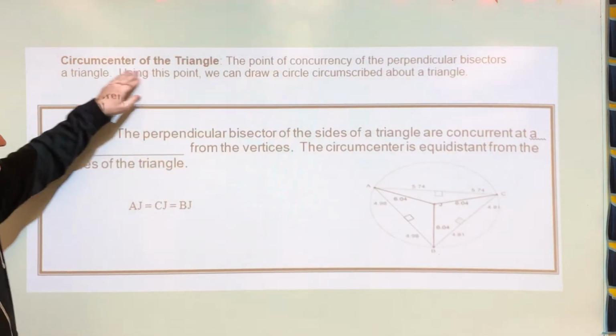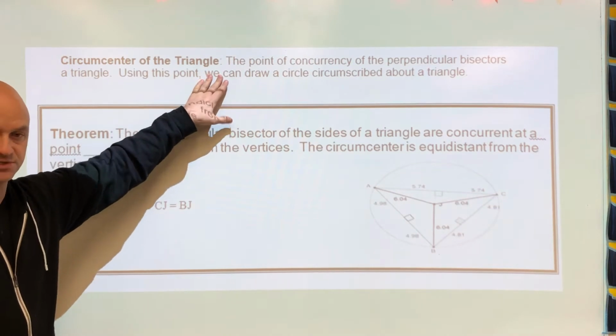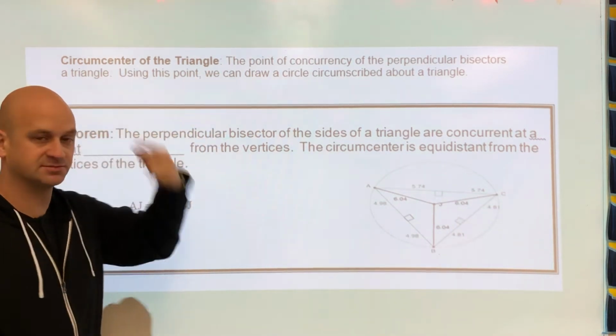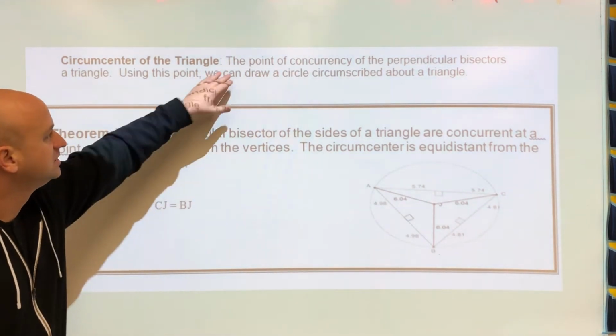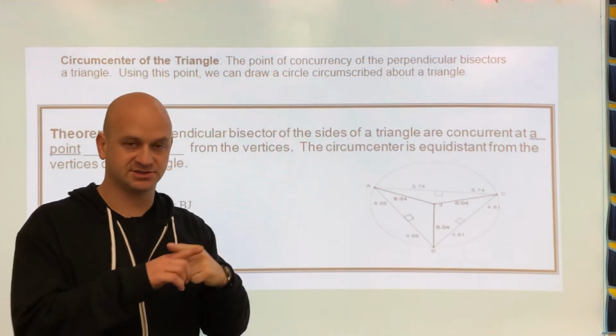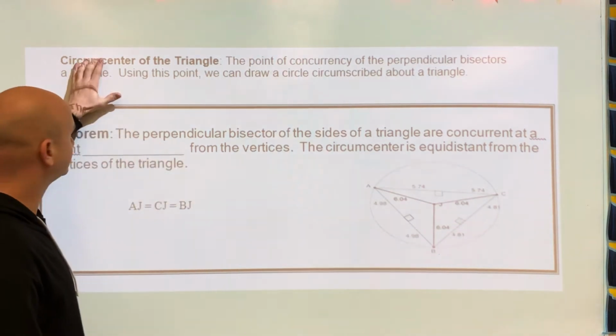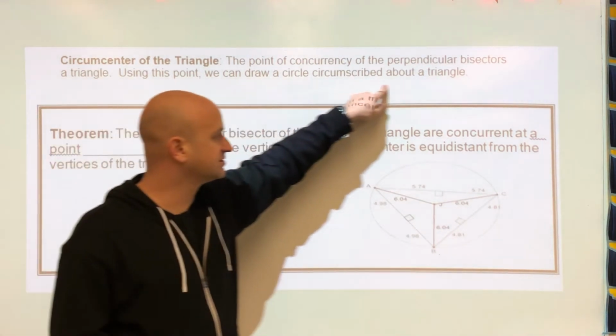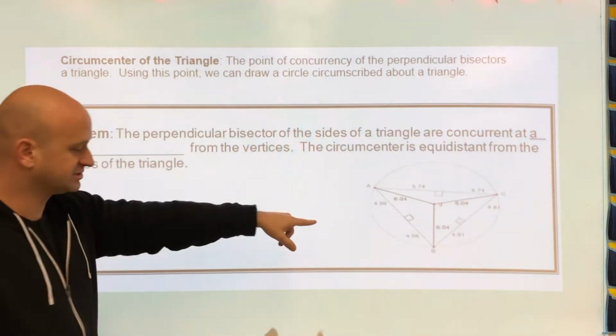All right, so the circumcenter of a triangle, so now we have our new word here, circumcenter. Circum means it goes around the center. It is the point of concurrency of perpendicular bisectors. So perpendicular bisectors that intersect create a circumcenter. Using this, we can circumscribe a circle about a triangle. So here's an example of that.